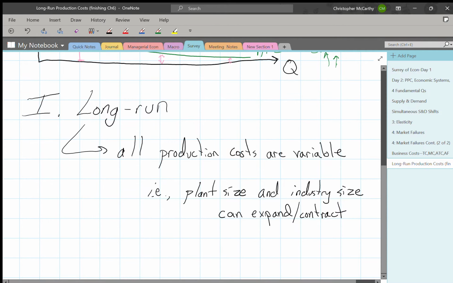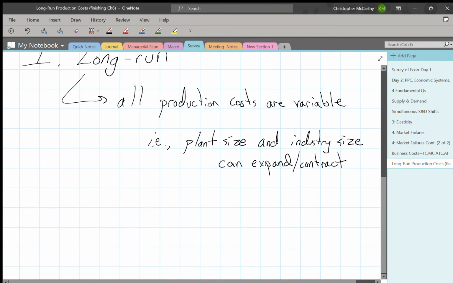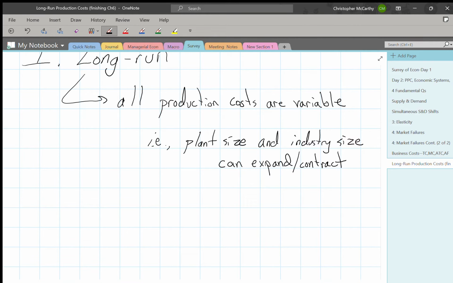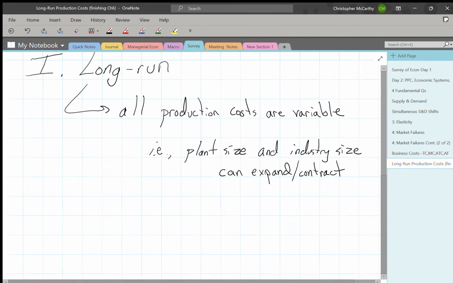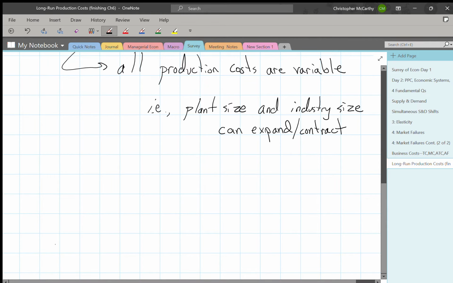So in order to think about things in the long term, we are going to add up a bunch of short-term production total cost curves, average total cost curves. So what do you mean by that? Well, let's go through an example real quick.